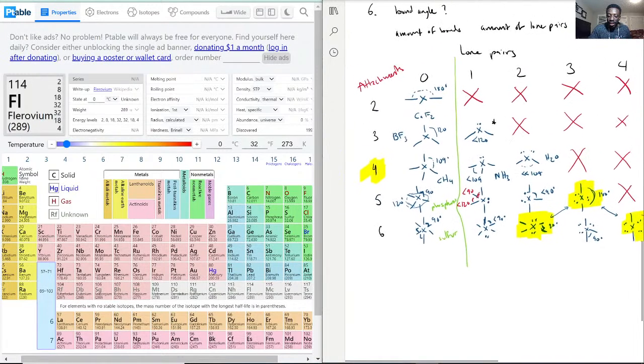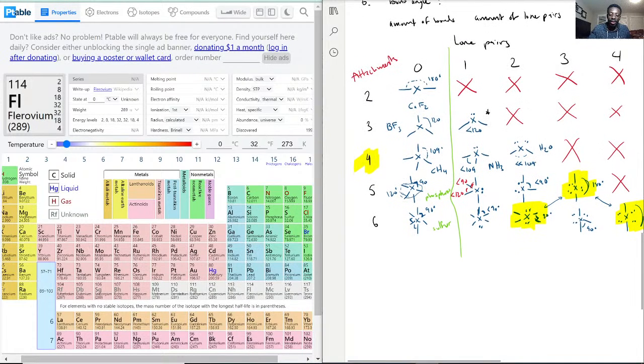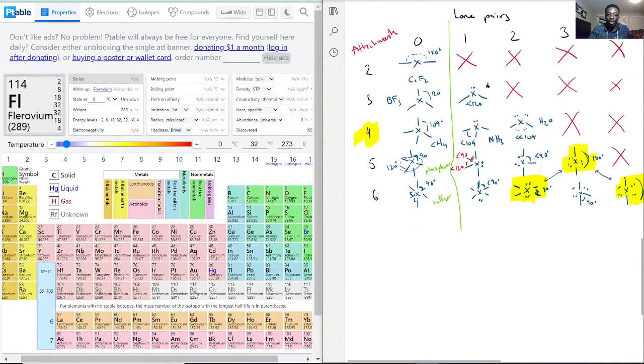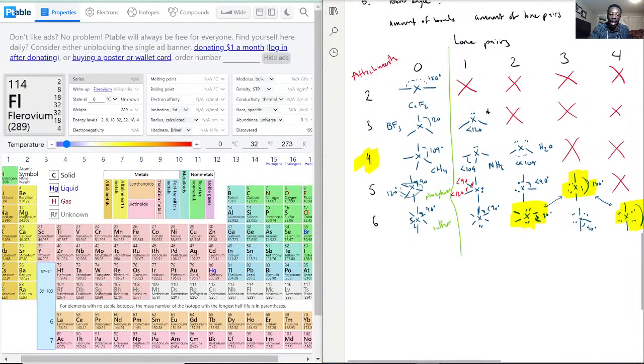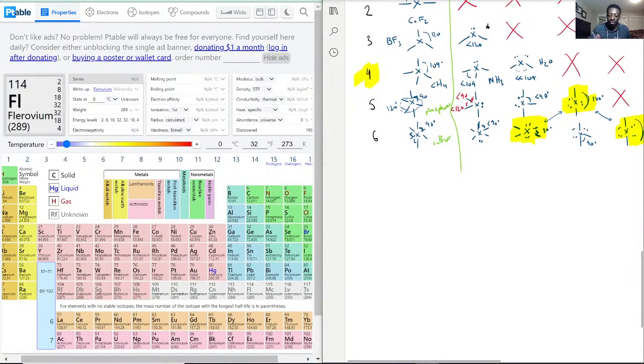So with that said, this right here is how you determine bond angle. It's based on the amount of attachments they have, the amount of bonds they have. And it goes from 180 to 120, 109, and then 90. Because that is the best shape it can put itself into to comfortably fit all molecules. So now, number 7.